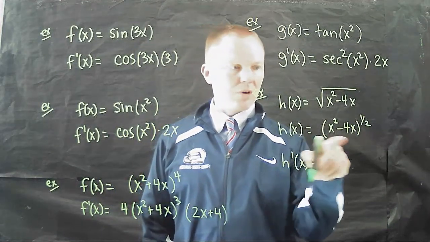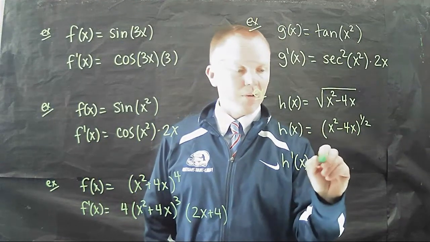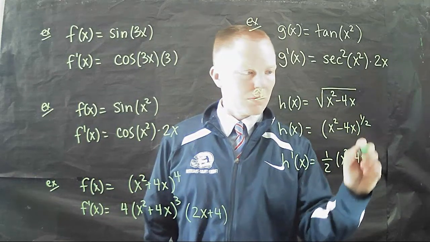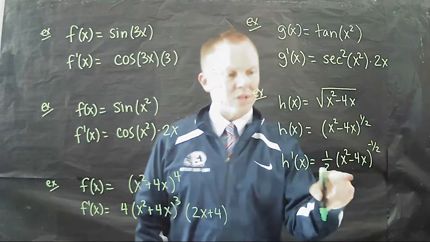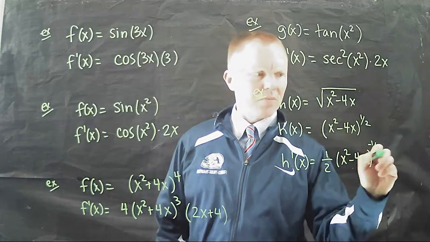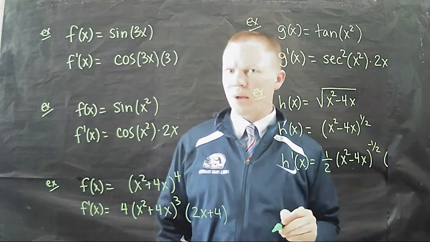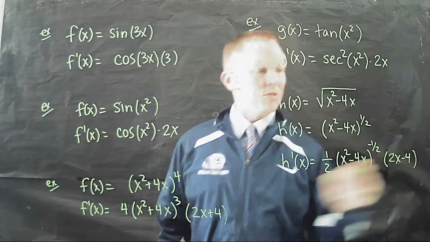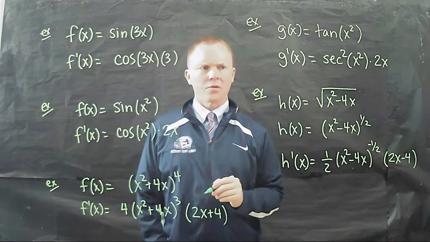The derivative of x squared minus 4x raised to the 1/2 power is 1/2 times x squared minus 4x raised to the negative 1/2. But then I'm going to multiply it by something. What am I going to multiply it by? Hopefully you're saying 2x minus 4.